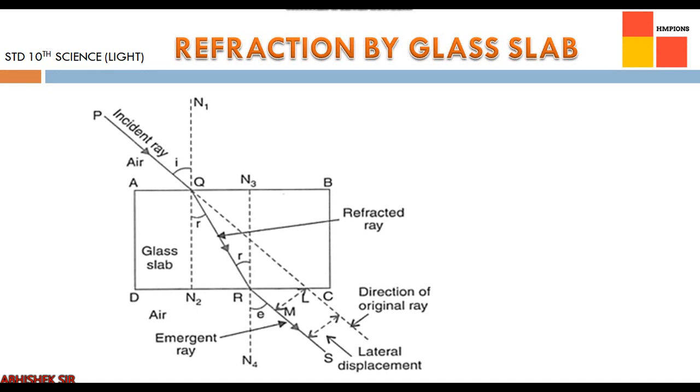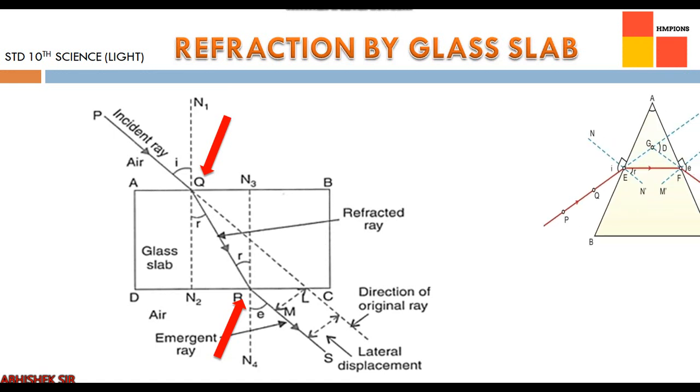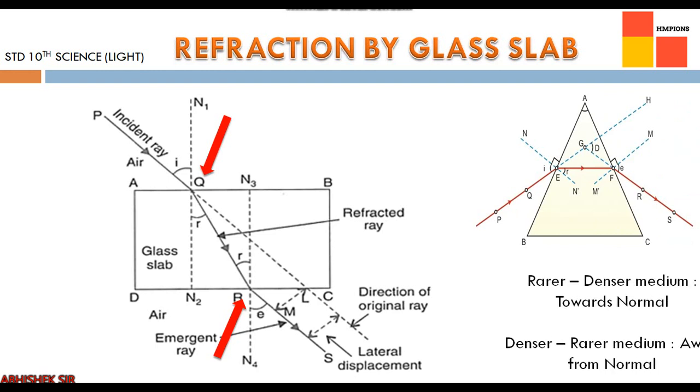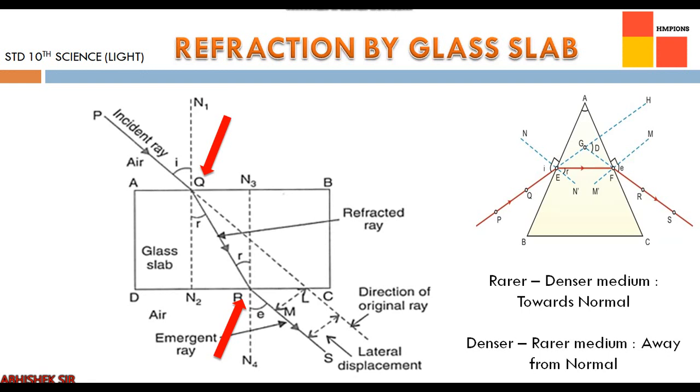Now see, when the medium changes, there is a slight bending. Both these arrows are showing where the bending actually happened. An important thing to know is that if we replace the glass slab with a triangular glass prism, the result would be the same. The light ray will bend. And a common pattern that is observed is that if the light rays move from rarer to denser medium, it bends towards the normal, and if it moves from denser to rarer, it moves away from the normal.